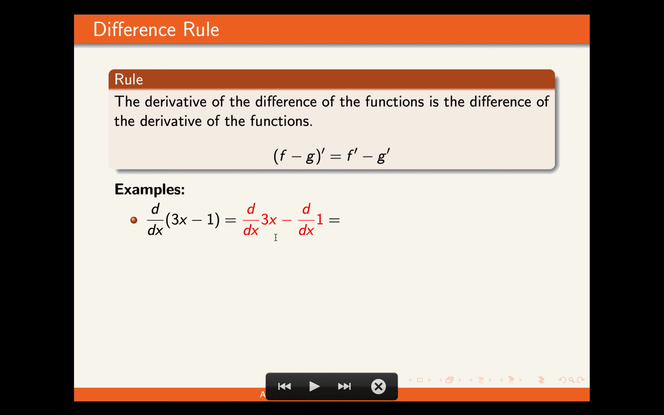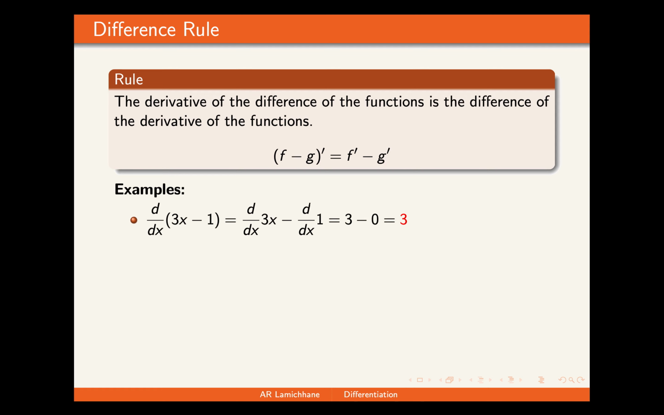By using the constant multiple rule, we can take 3 out, right, and then just find the derivative of x with respect to x, which is 1, so 1 times 3 will be 3. And the derivative of 1 with respect to x, since 1 is a constant, because of the constant rule, the derivative is 0. So when we simplify, we get 3 as the derivative of 3x minus 1.